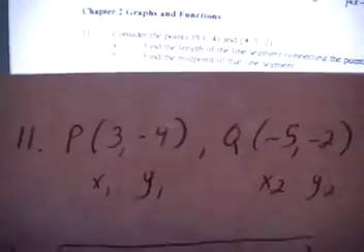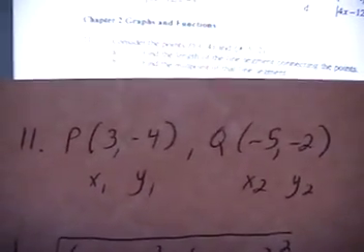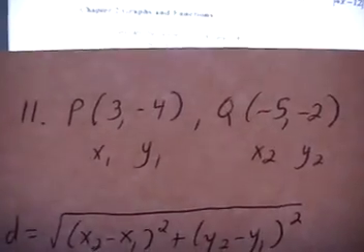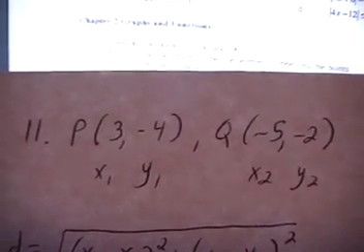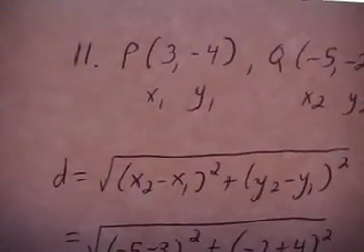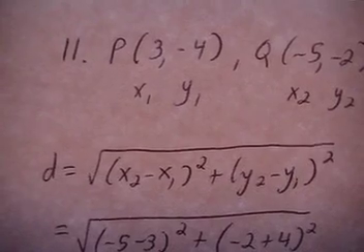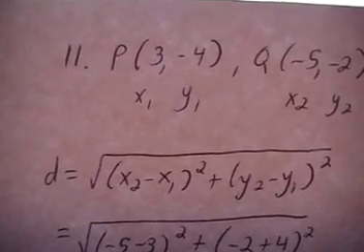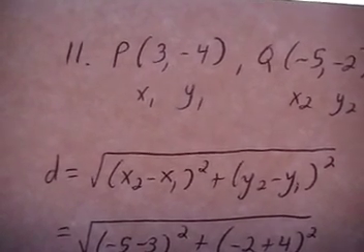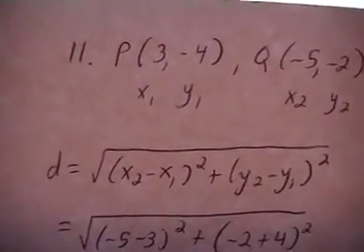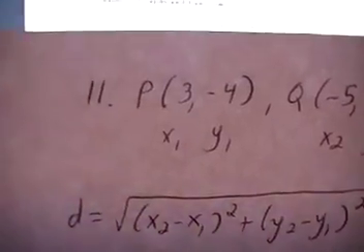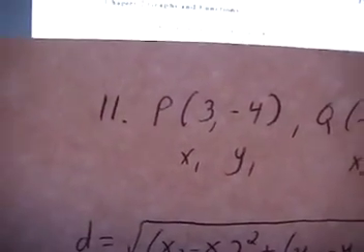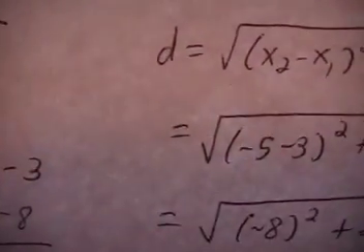So here are the two original points, P and Q. It may be helpful to label them x1, y1, and x2, y2. So that means the first x, the first y, the second x, and the second y. The distance formula is the square root of x2 minus x1 squared plus y2 minus y1 squared. So we're going to grab the second x, negative 5, minus the first x, 3. Negative 5 minus 3.